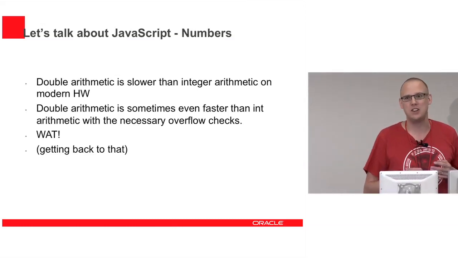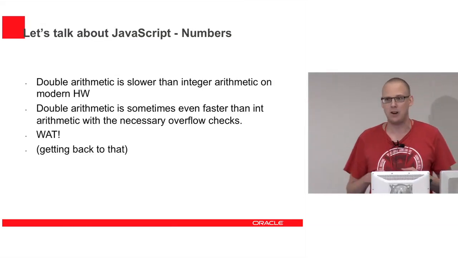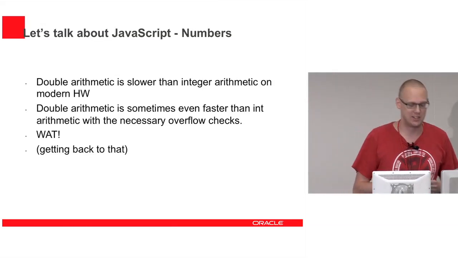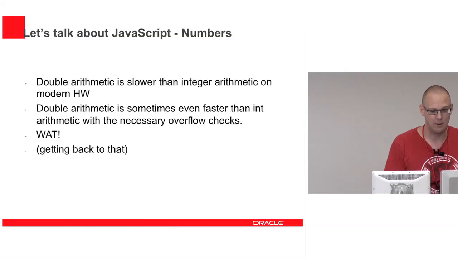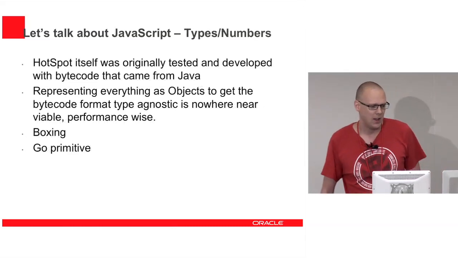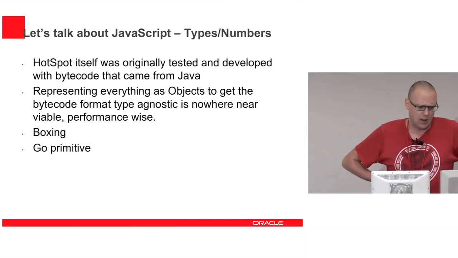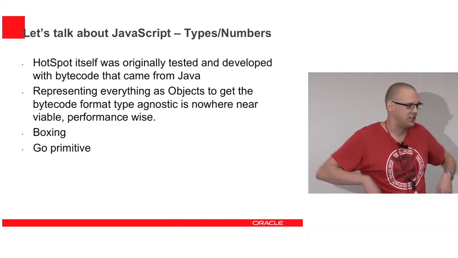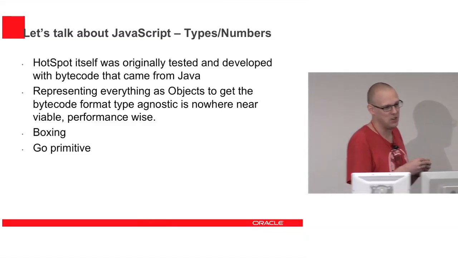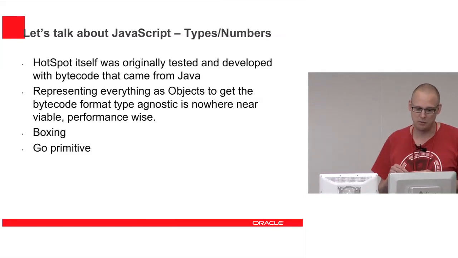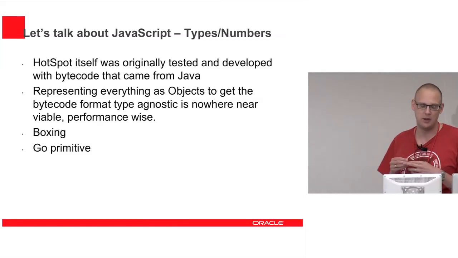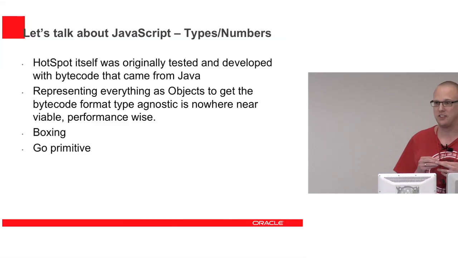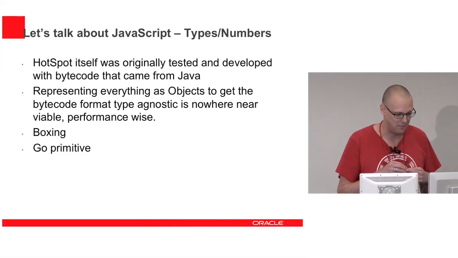So that is strange. That doesn't bode well for the number blow-up problem that an overflow check is so slow compared to the total add operation. So I'm getting back to that. Hotspot itself has a lot of engineering man-decades in it, and it was originally tested and developed with bytecode that came mostly from Java, of course, nothing wrong with that. So now that we're starting to put very alien-looking bytecode into it, we bump into a lot of stuff, and there's nothing strange with that. It was bound to happen.